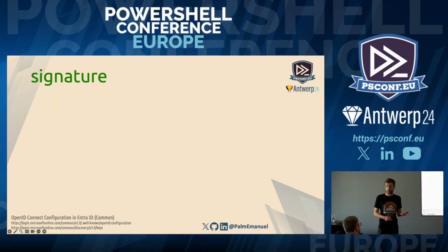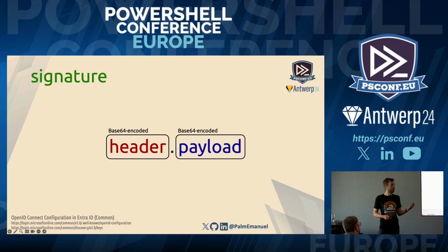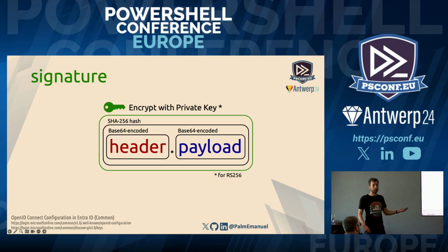We also have the signature, finally, which is the last part. And the signature is base64 encoded header separated with a dot with the payload also encoded, which is then hashed, which is a way to just shorten it so that we don't have to use all of this data in the signature every time, because then it would be a very long token if we have to duplicate everything. And then we encrypt it with a private key, or rather Entra encrypts it with its private key.